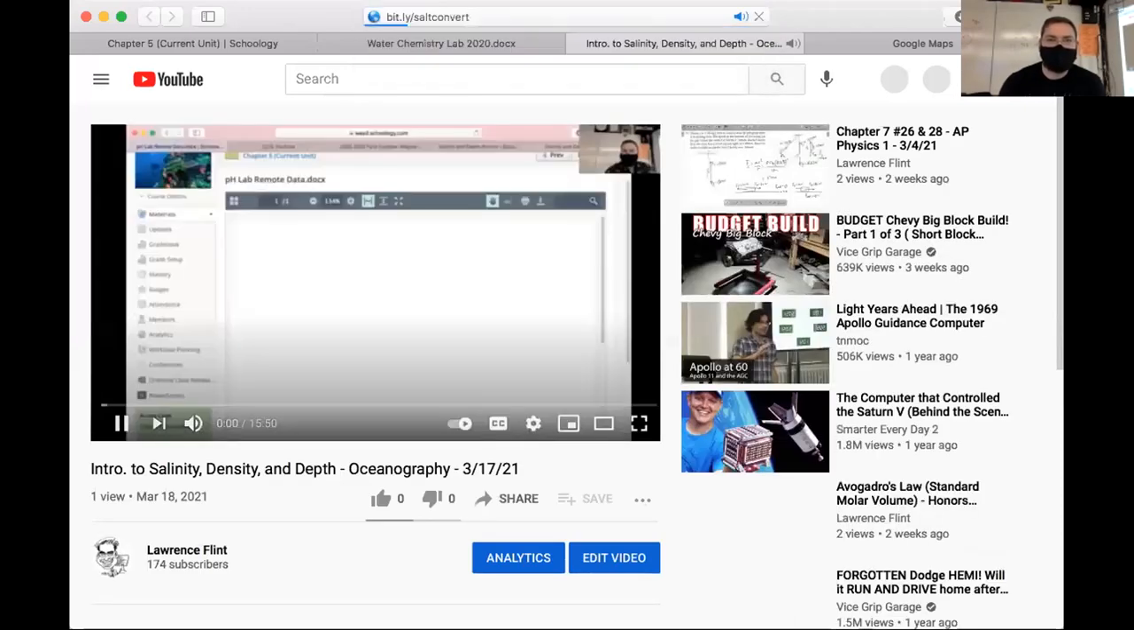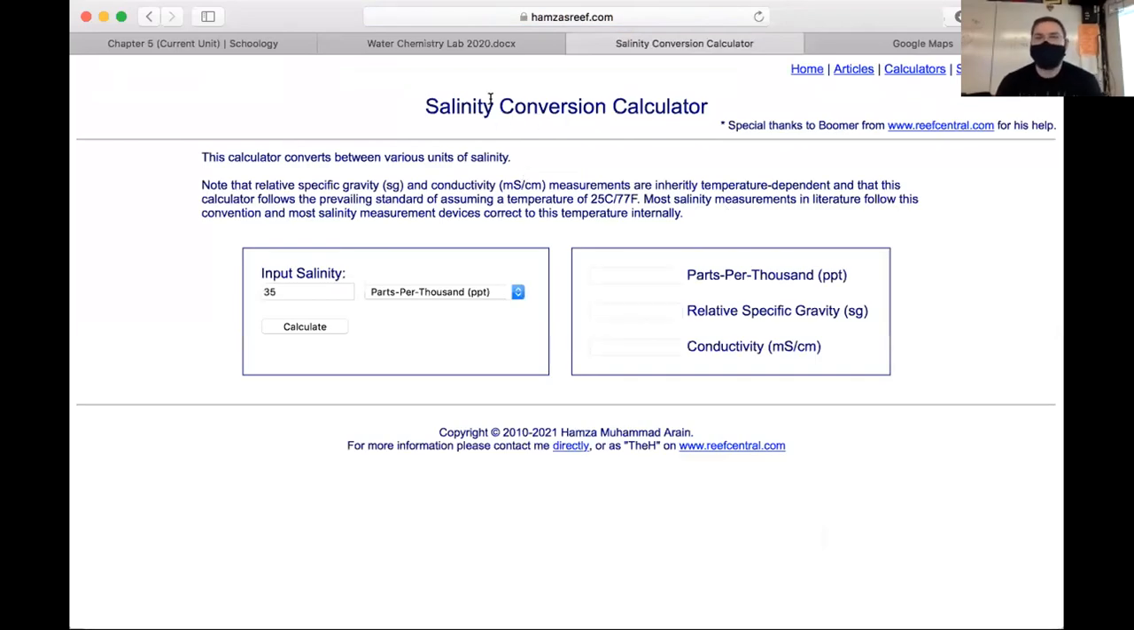Salt convert. Salt water. Close. Here we go. So this is a real quick and simple converter. You put the salinity value in here and what unit it's measured. So let's say the computer says it's 35 parts per thousand. Then you click calculate and it gives you the value in parts per thousand, this specific gravity value, and conductivity.